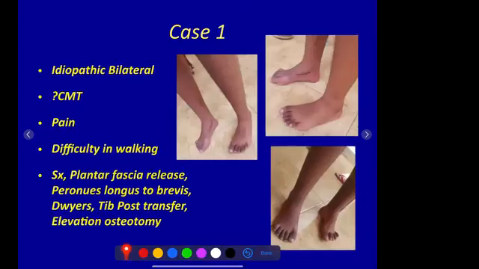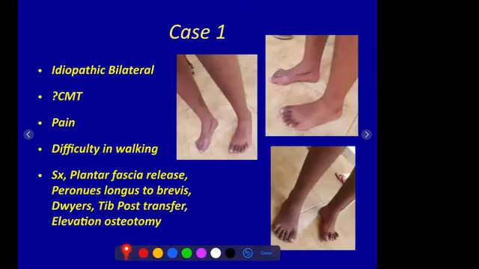So I'll just go through a few of my cases. Like I tell my registrars, it's one thing to read, but operating provides you with a different perspective. This is probably about the fifth case that I did, but I did it with a little bit more experience than the other cases. This is a young boy, about 16 years of age.